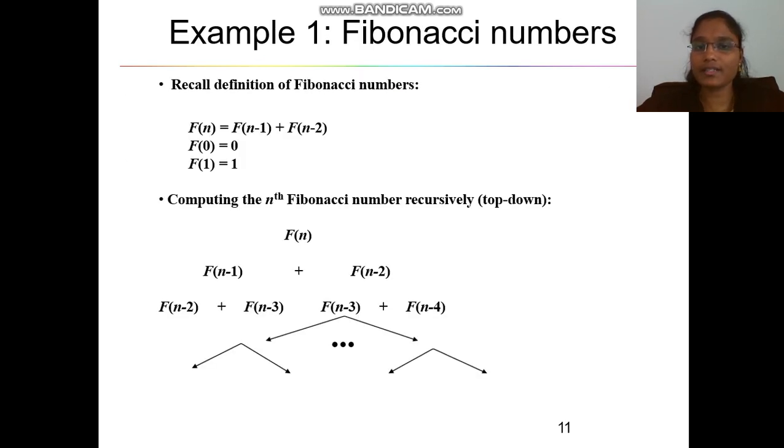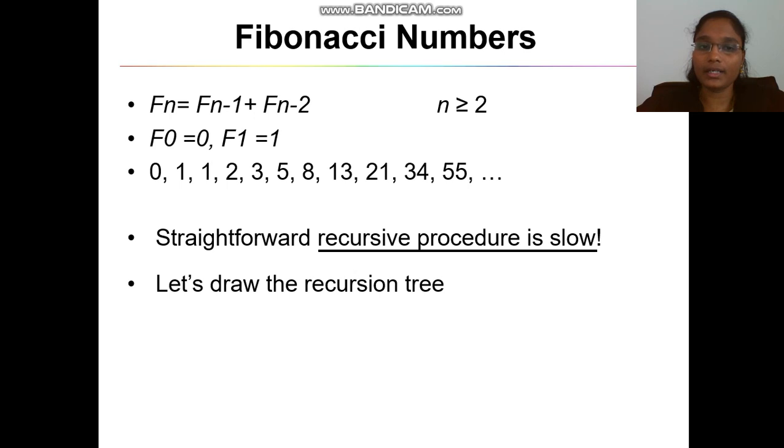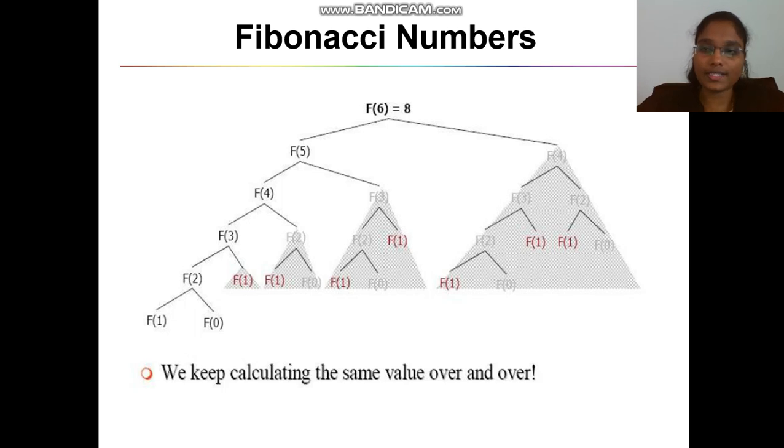So if we take this Fibonacci series, here we are trying to do it in a top down approach, and this recursive procedure is actually very slow. If we see the recursion tree, you can see here f of 1 is calculated so many times in the tree, but obviously the value of f of 1 is going to be the same every time we calculate. So this is the problem in the top down approach.